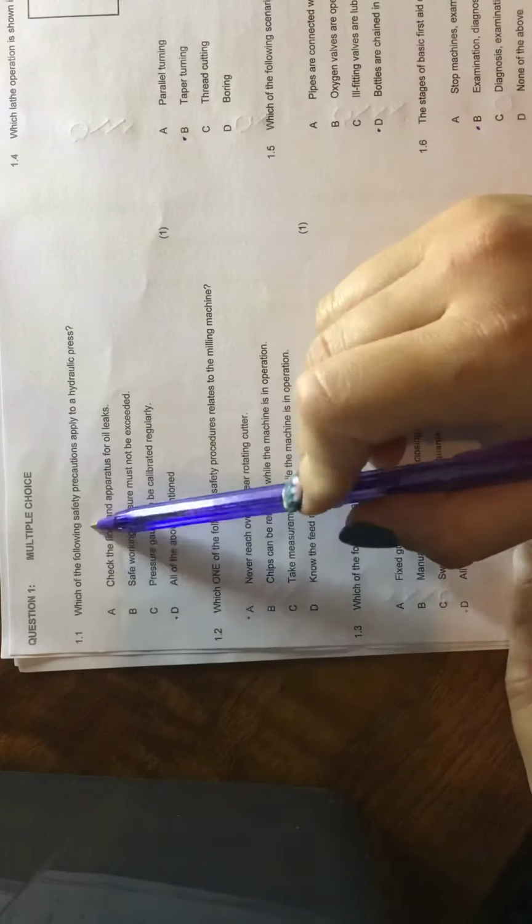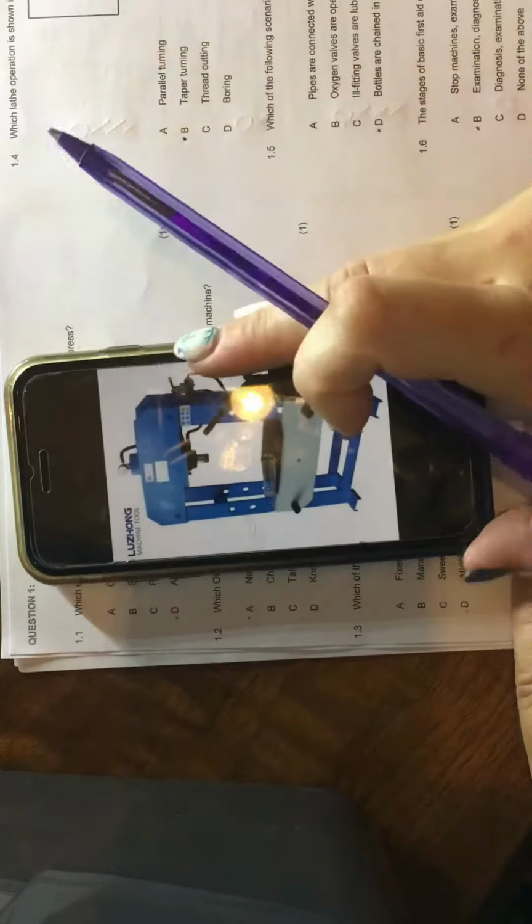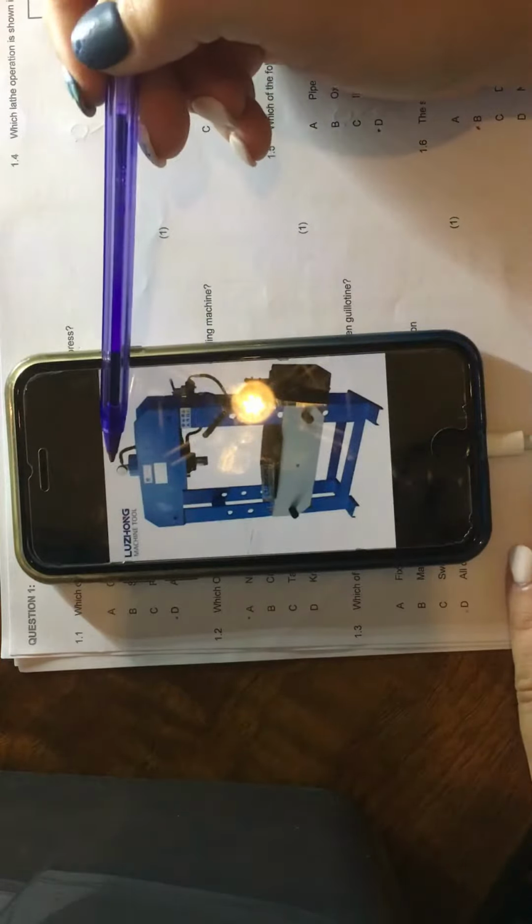So if you look at question 1.1, it says which of the following safety precautions apply to a hydraulic press. If you look at your hydraulic press, it's this machine. It has a platform that always has to be 90 degrees to my press. Then it has the pressure gauges over there, and then all of my pipes where the hydraulic fluid runs through. So which of these safety measures does apply to it?